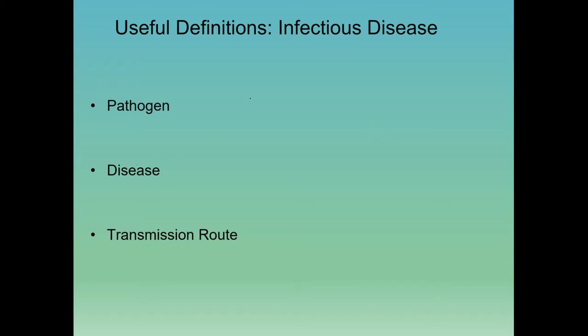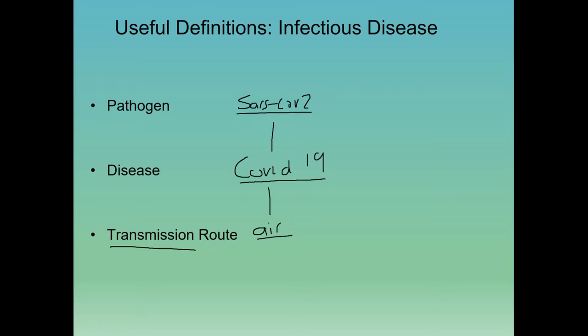So, for example, we're very familiar with the SARS-CoV-2 virus, which causes COVID-19. That's the name of the disease, and the transmission route would be mainly by air, by droplets in the air getting into your respiratory system. So it's very important for me to first of all establish that the name of the pathogen is different to the name of the disease, and sometimes that gets lost in translation when students are learning about it.